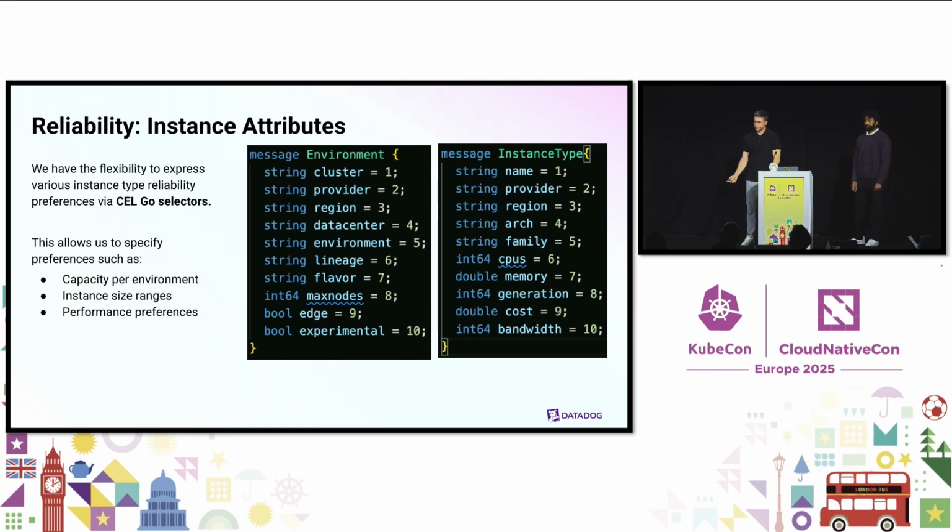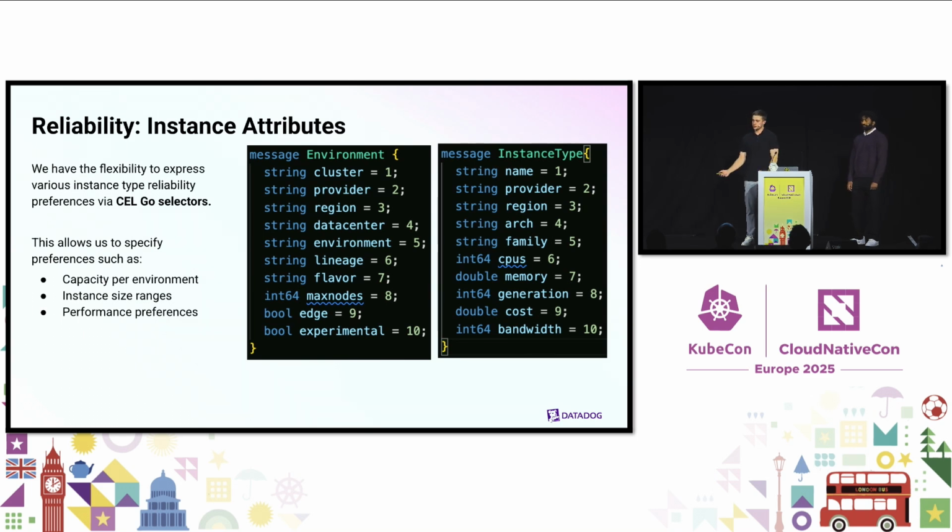For reliability, we know that there's a lot of different reliability concerns that go into instance type selection. For us, we care about things like the capacity of each instance type, and as I mentioned before, we also care about the size ranges of our instance types that we use to serve a diverse set of pods, and we also might want to express performance preferences. Additionally, these reliability concerns might be different per environment that you're running in. For example, the capacity of instance type A might be different in region X than it is in region Y.